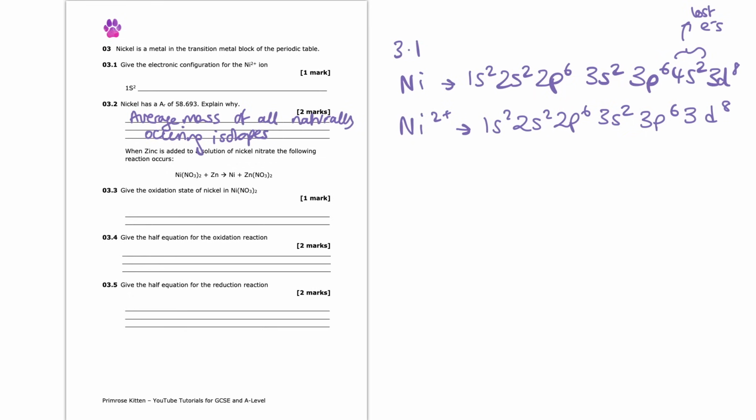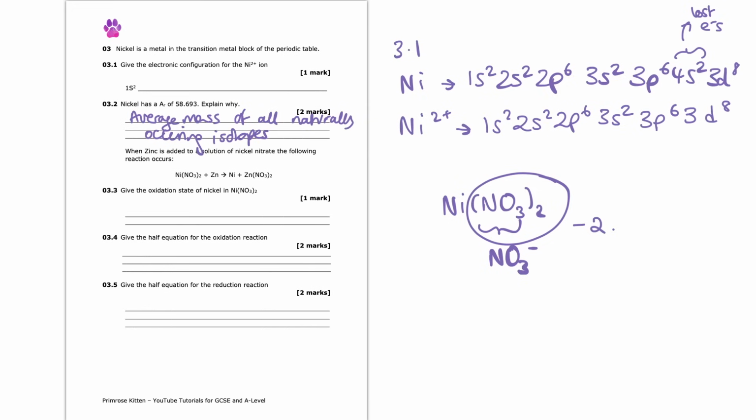Perfect. So in the next part, we're given a reaction between zinc and nickel nitrate, and we're asked to give the oxidation state of nickel in nickel nitrate. So the way that I would do this is I would use my knowledge of the fact that the nitrate ion is NO3 minus. And I would tell myself, well, I have 2 of these NO3 minus ions, which tells me that overall the charge of those 2 nitrate ions is going to make -2. Now, overall nickel nitrate has a 0 charge, doesn't it? It's not a charged compound.